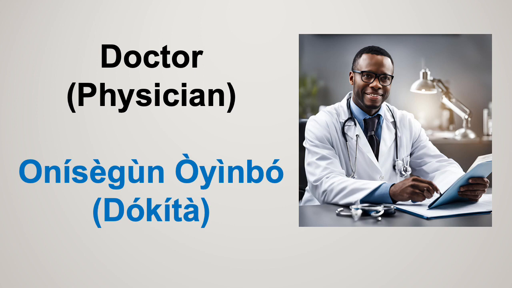Onisegun Oyinbo means someone that has expertise in the white man's medicine. Oyinbo is the term used to describe a white man in Yoruba. So Onisegun is someone that goes into medicine. It can be herbal medicine, it can be tribal medicine, but in this case, white man's medicine, because they believe that the white man's medicine as it is known these days was imported into the Yoruba land by white men. So they use the term Onisegun Oyinbo, the person that is involved in white man's medicine, to describe a doctor.